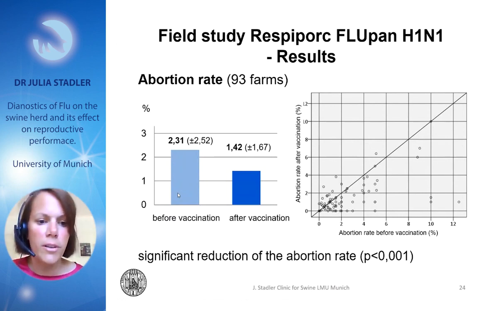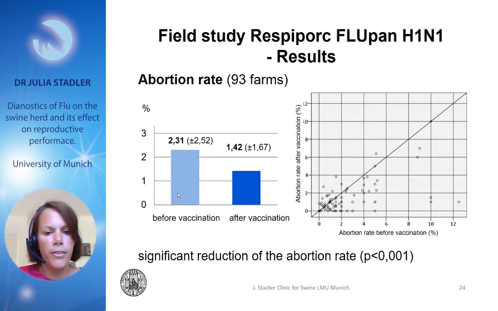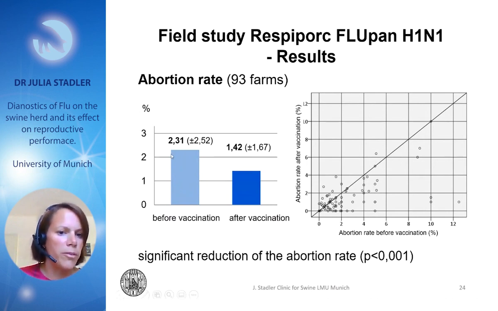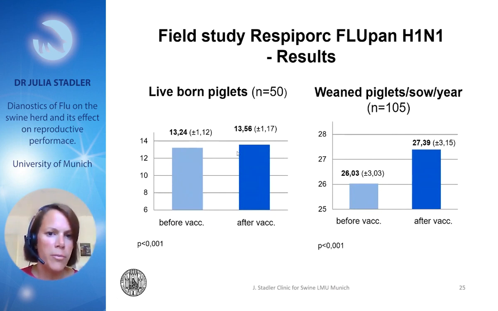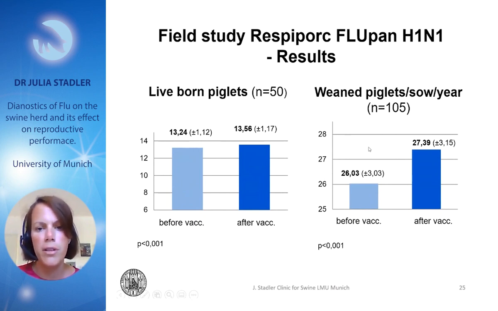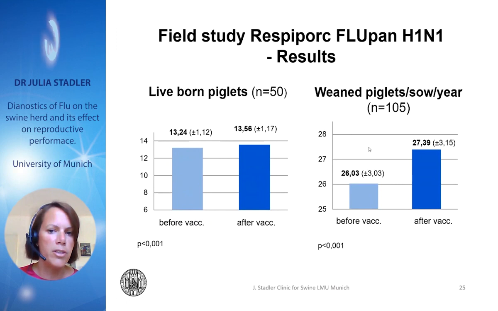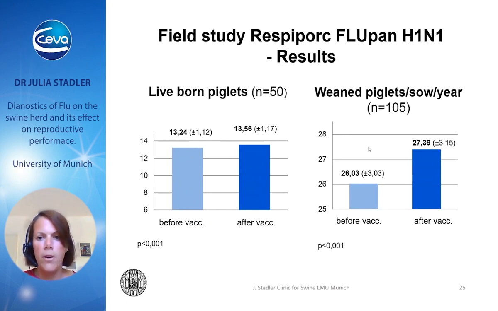The abortion rate was only significantly reduced after implementation of vaccination, from formerly 2.3% to 1.4%. With regard to the piglets, not only the live-born piglets but also the weaned piglets significantly increased in the time period 6 months after completion of primary vaccination. On average, farms could wean more than 1.3 piglets more per sow and year after implementation of the vaccination.